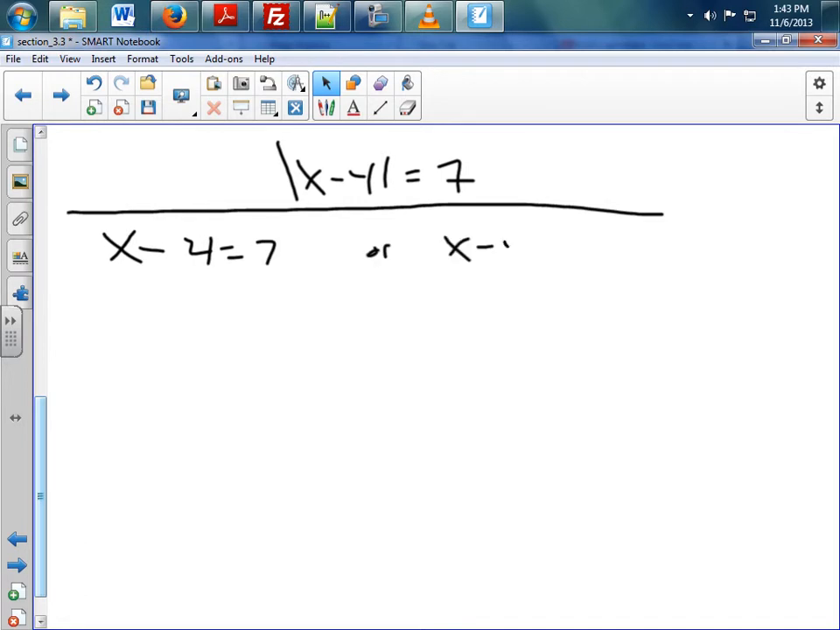Or x minus 4 equals negative 7. X equals, oh, imagine that, my hockey number. And x equals negative 3. Right?